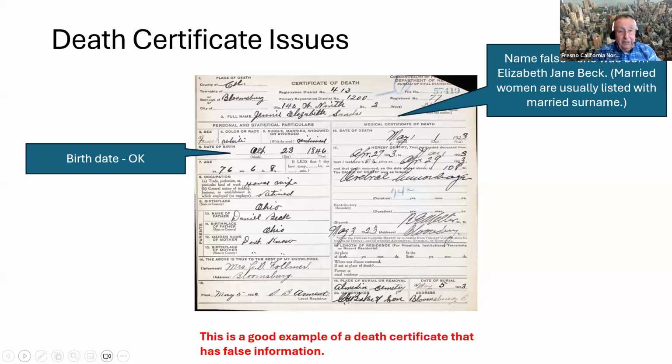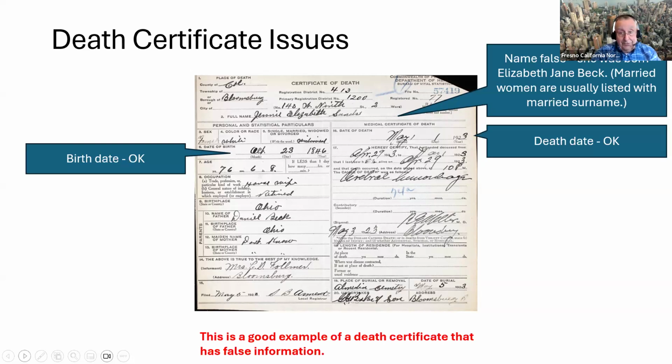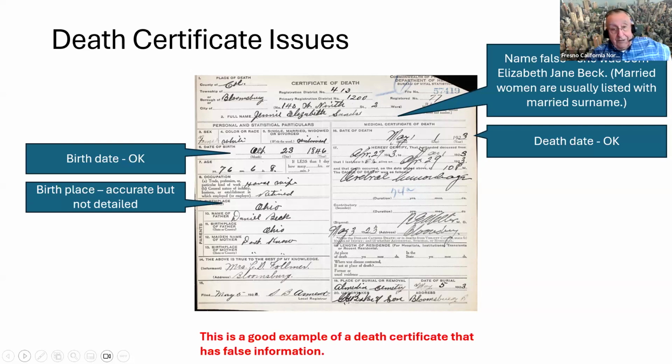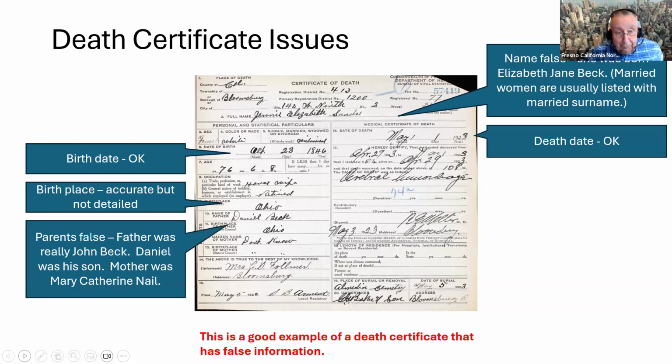Okay, you're going to find the birth date on this one is actually correct, based on the family Bible, which we found just a few years ago. The death date, which is usually accurate, is in fact accurate. Her birthplace is listed as just Ohio. At least they got the state right. Unfortunately, they didn't give us any location. And then lastly, the parents are false. Just like the name was false, the parents are false.